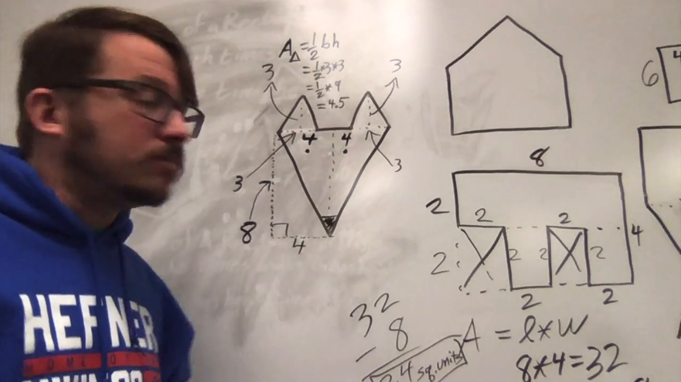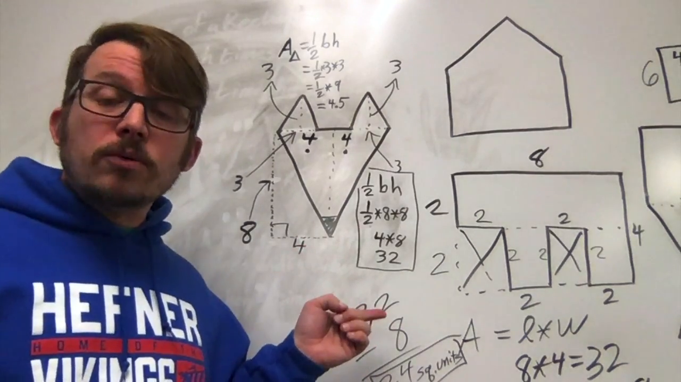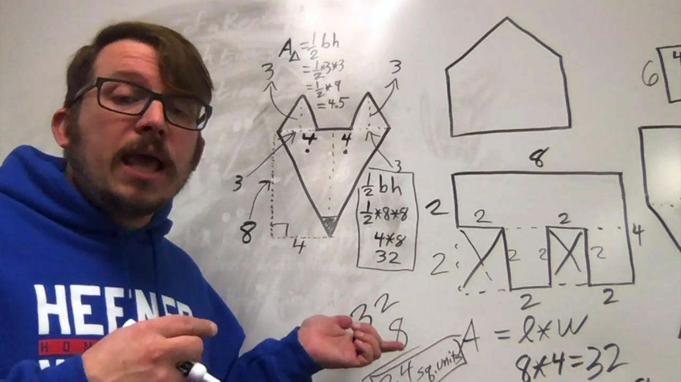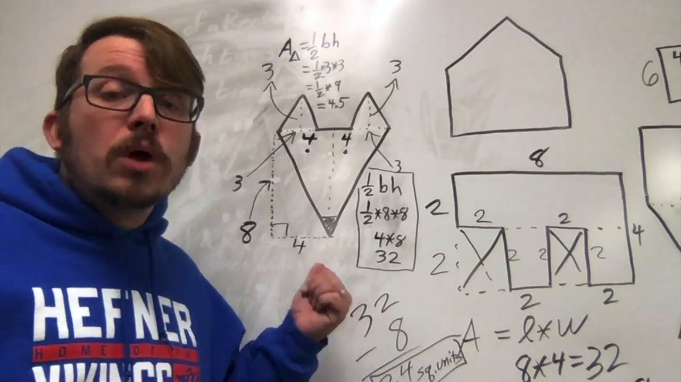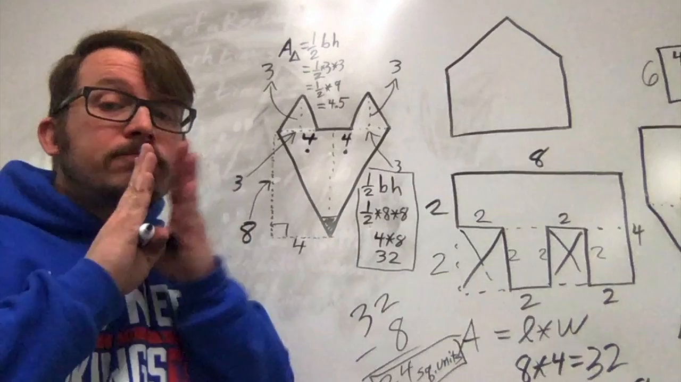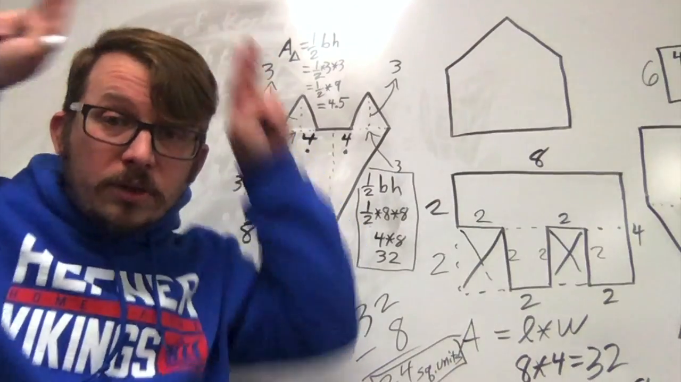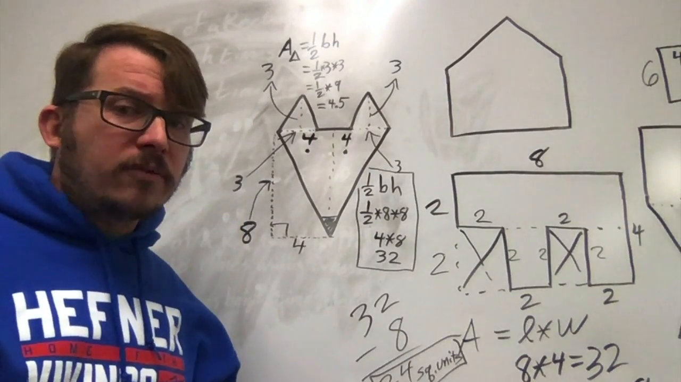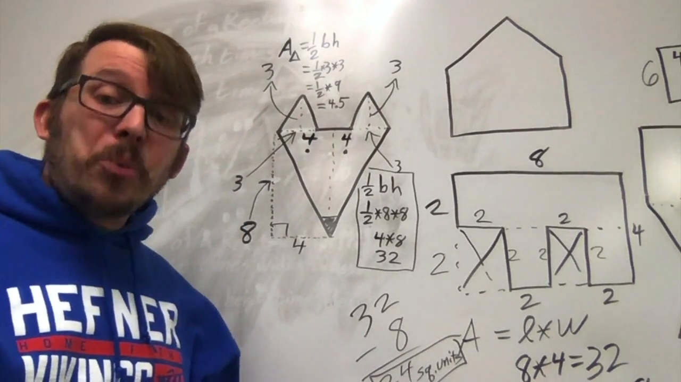Let's see that math. There it is. So, hey, look, it's 1/2 the base times the height. 1/2 of 8 times 8, and 4 times 8 is 32, just like we said. So the funny thing has a height of 8, a width of 8, and 2 little ears that are each 4.5 square units.